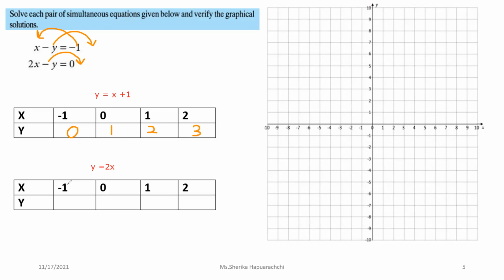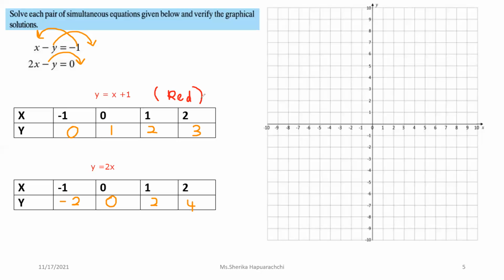And for the second one, right, I have x is -1. So 2 times -1, -2. When x is 0, this will become 0. And 2 times 1, it's 2. And 2 times 2, it's 4. Right? So now, first I'm going to draw my first graph. Now for this, I'm going to use the red color. This is my red color one, right?